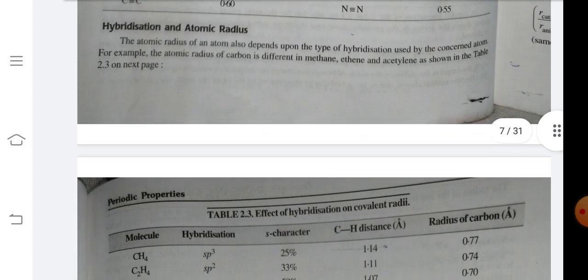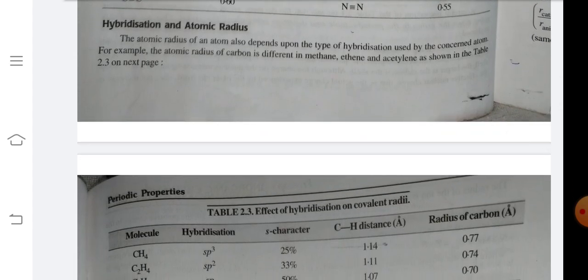Hybridization and atomic radius. The atomic radius of an atom also depends upon the type of hybridization used by the concerned atom. For example, the atomic radius of carbon is different in methane, ethene, and acetylene.